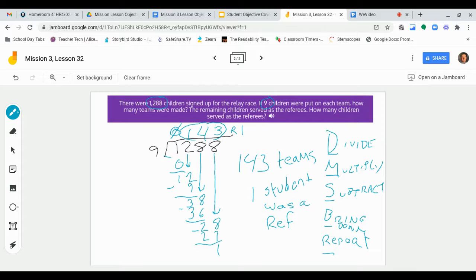That poor student doesn't get to run. They get to be the referee. Maybe they wanted to be the referee. Maybe they chose to be the referee. Maybe they're like, I'm not very fast. So we won't feel too sorry for that student. Okay?